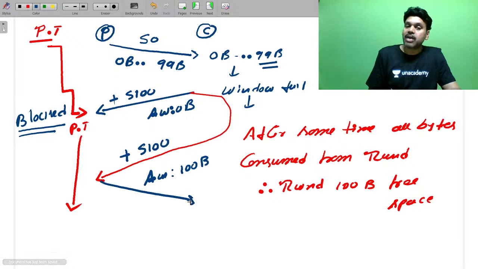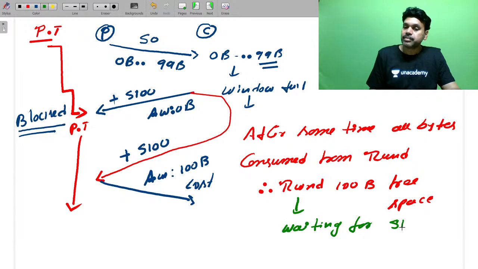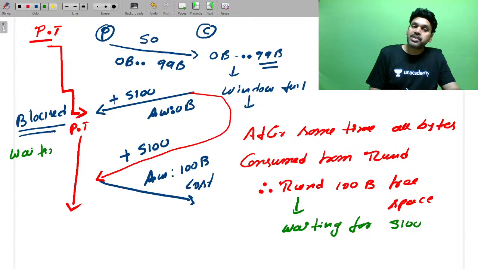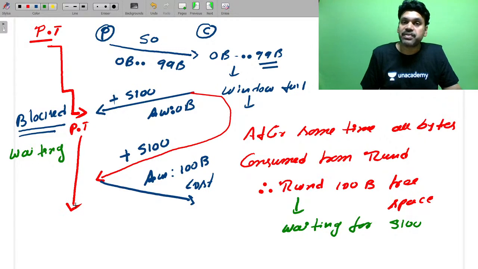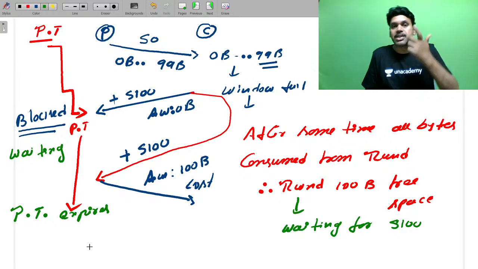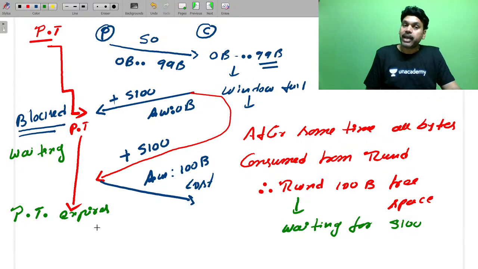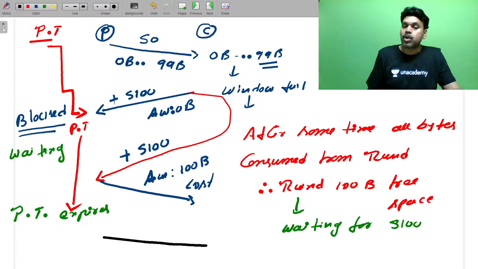If at all it is lost, I don't mind, because please understand, you are under waiting, right? Waiting for S100, and he is going to be under waiting for your next response, but your response is lost. Therefore, he is not going to wait indefinitely. So soon after the persistent timer expires, because it is given some time, whenever the persistent timer is expired, then the sender will send a specialized segment that is called a probe.